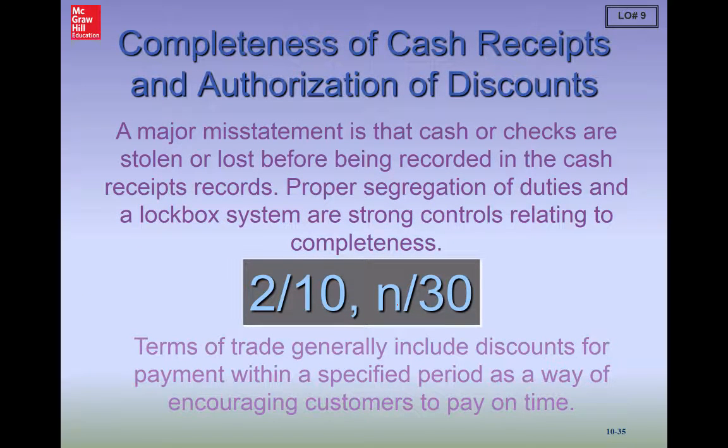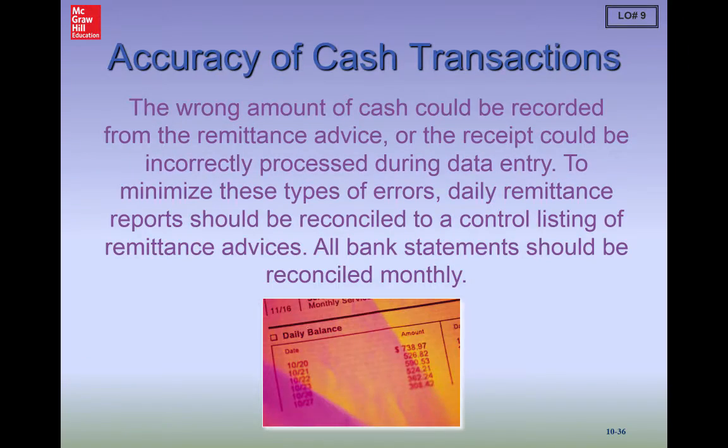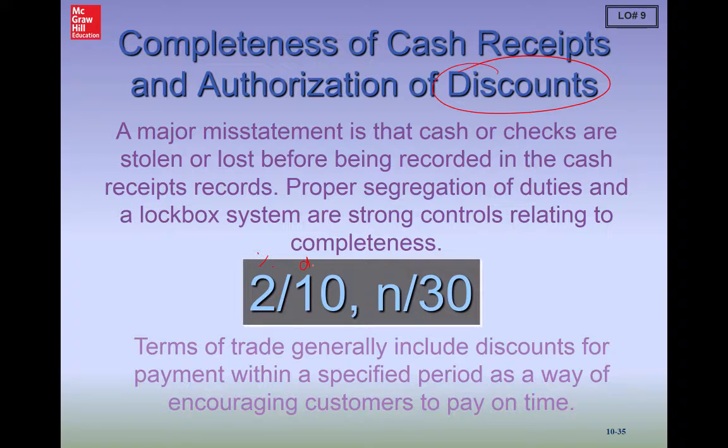And as part of the completeness, you want to make sure that you're looking for if discounts are offered for early payment, such as 2/10 net 30, that would mean you get a 2% discount in 10 days. Otherwise, the net amount is due in the 30 days, which is a typical outstanding period. So you want to do a test for that to make sure that that's happening.